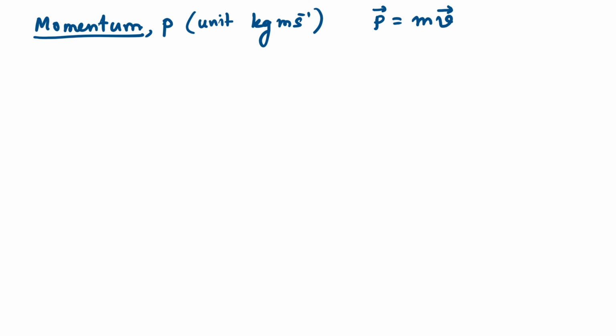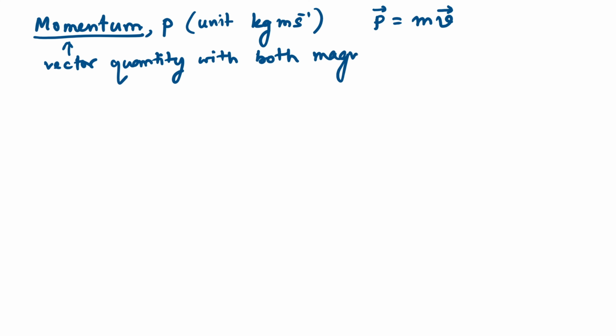So something to keep in mind is this is a vector quantity with both magnitude and direction. And this is crucial, especially in level 3 physics, because when we are analyzing momentum, we have to use the fact that it's a vector.